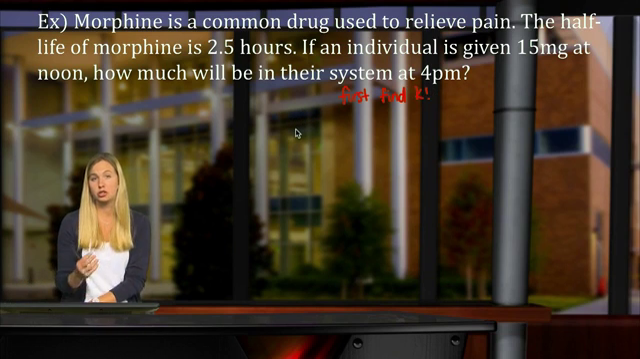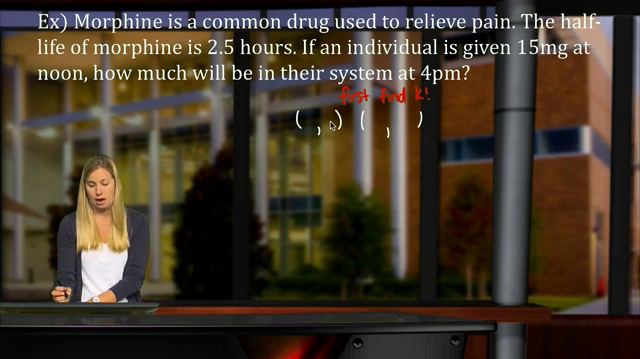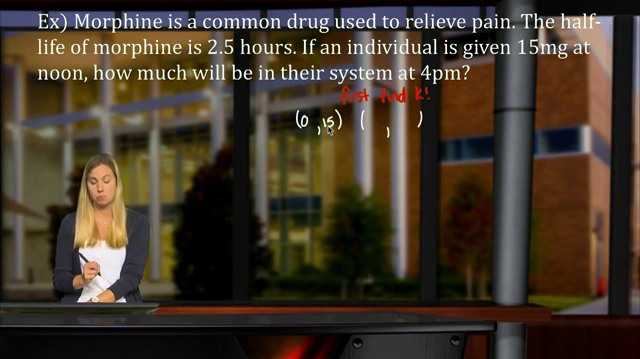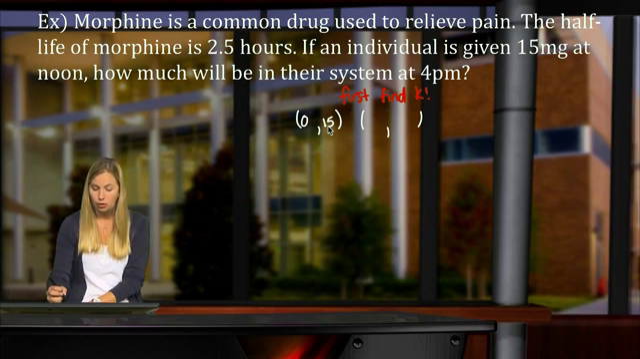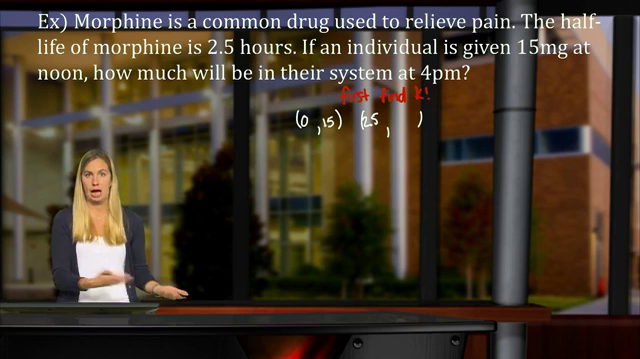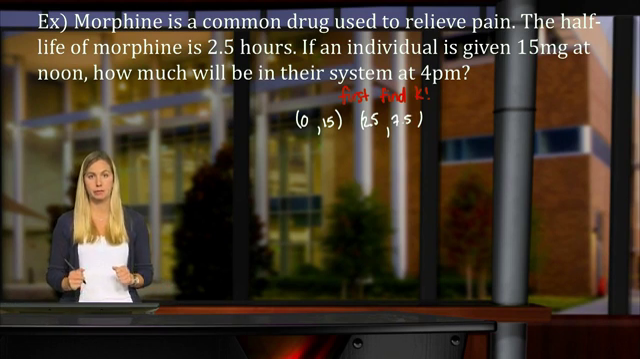So we're going to use two ordered pairs to determine that. Again, we're separating our points, time and amount, time and amount. Well, we know initially the person had received 15 milligrams of morphine. And we know that after 2.5 hours, there's going to be half of that. So if there's half of 15, we have 7.5 milligrams of morphine.